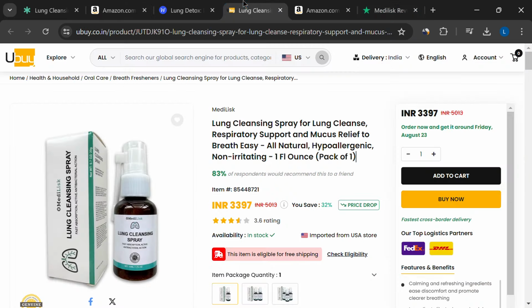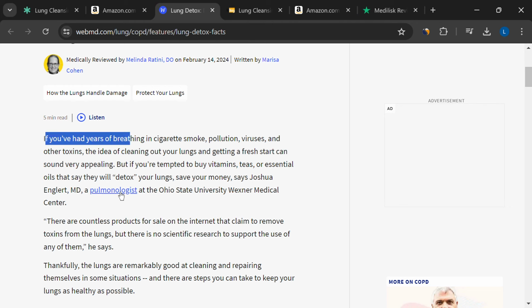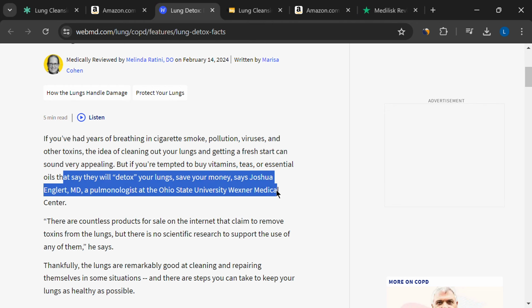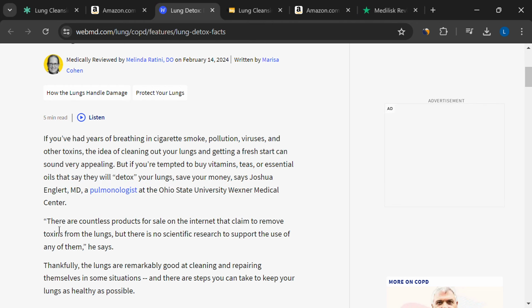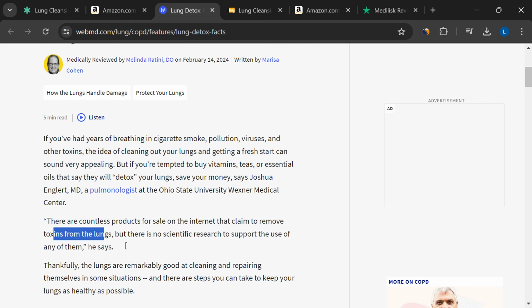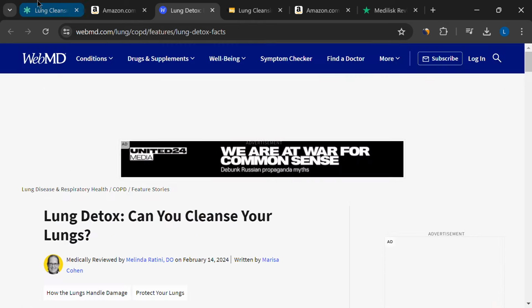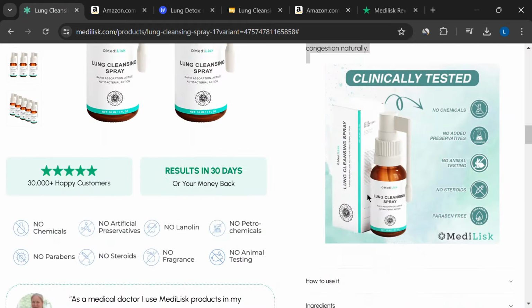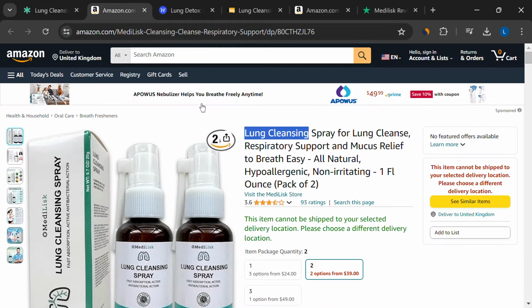According to Joshua Englert, MD, a pulmonologist at the Ohio State University Wexner Medical Center, there are many products online that claim to remove toxins from the lungs. However, he points out that there is no scientific research to support the use of any of these products. This raises a significant concern about the effectiveness of products like MediLisk Lung Cleansing Spray.